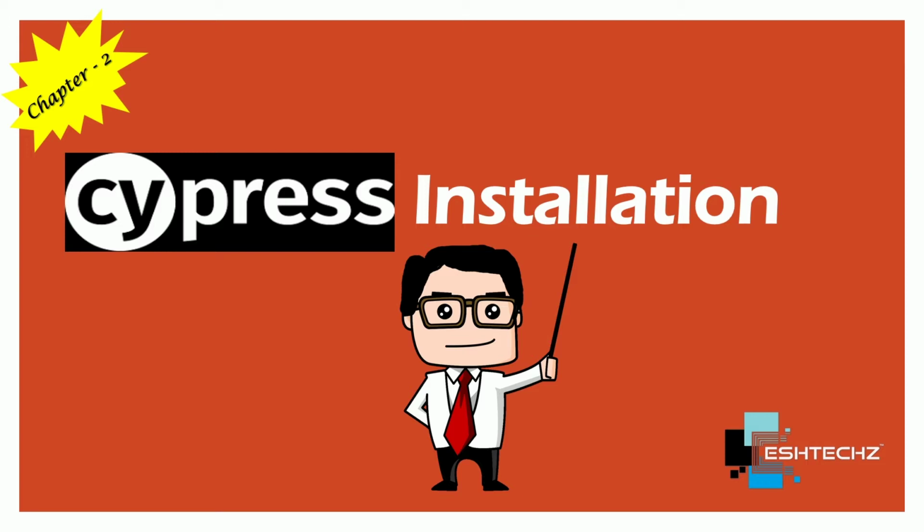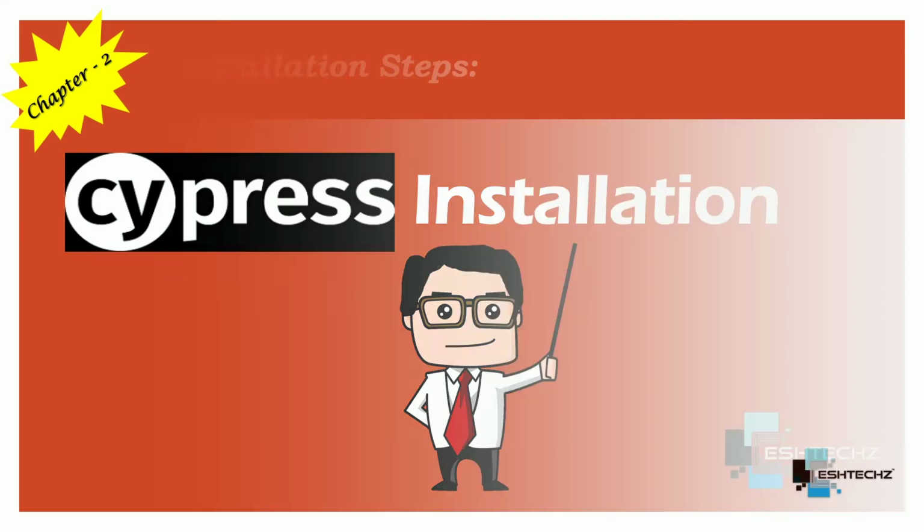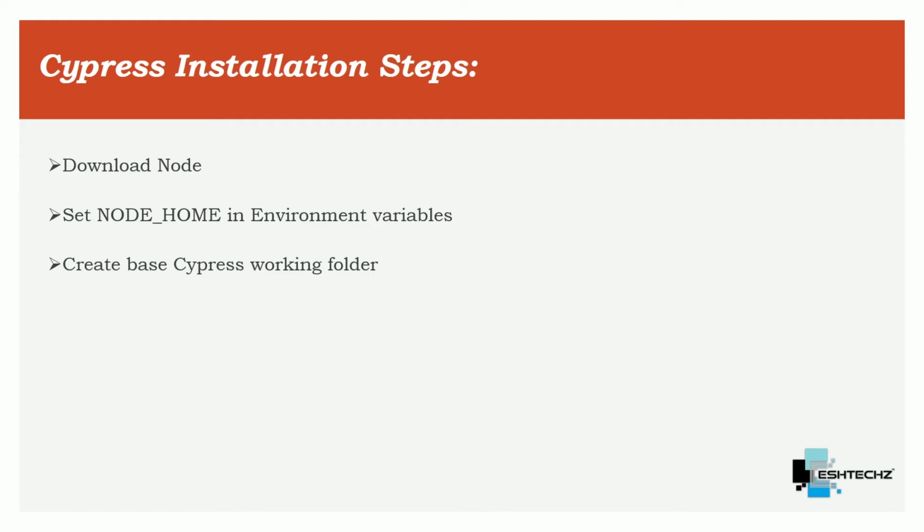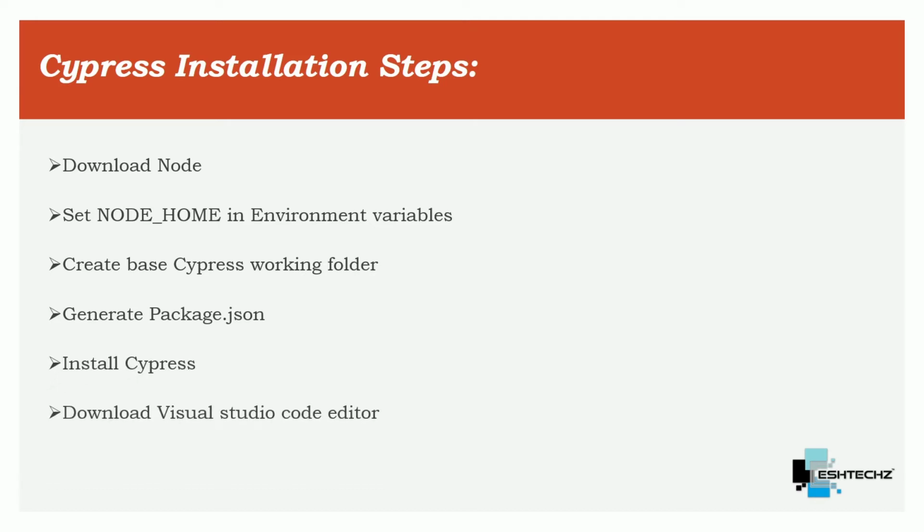So let's start with the installation. Here we have the steps. First we need to download Node, then we need to set node home in environment variables, then we need to create the base Cypress working folder, generate package.json, install Cypress, and download Visual Studio Code Editor. For the first step, we need to move to the official site of Node.js.